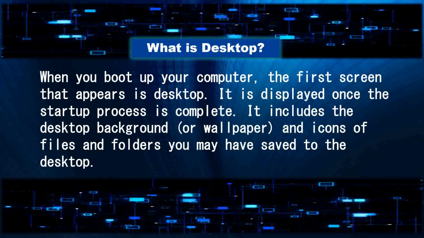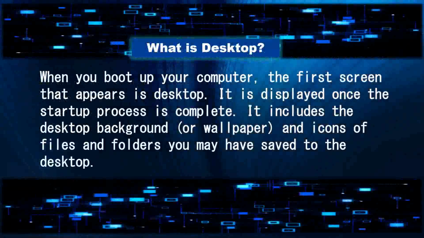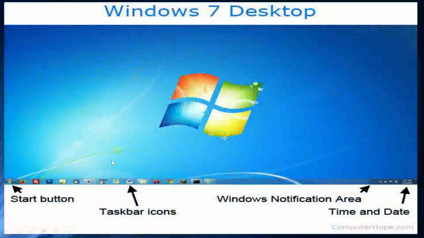As you can see, there are lots of icons on the desktop. This is the start button, this is the taskbar, and on this side you have the notification area or notification bar, then the time and date.